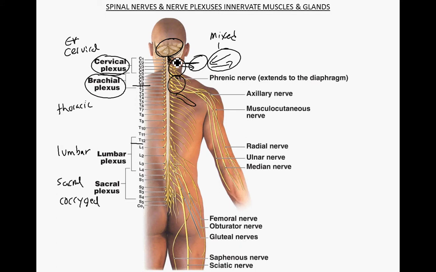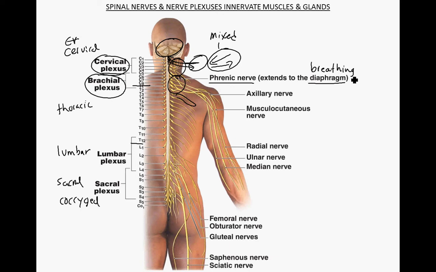Out of that network come the nerves that are innervating the shoulder and the arm out of the brachial plexus, and those innervating some of the muscles of the neck and upper shoulder region. One of those important nerves in the brachial plexus is the phrenic nerve, and this extends down to the diaphragm, and of course this is important for regulating and controlling breathing.